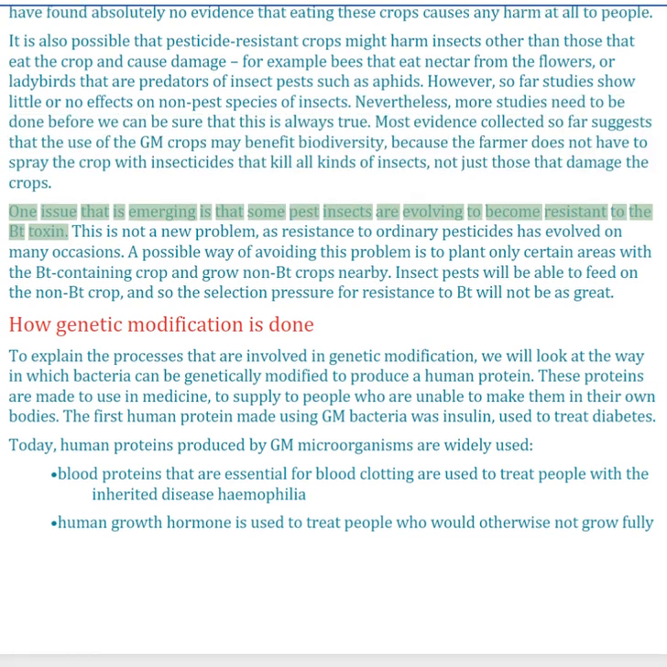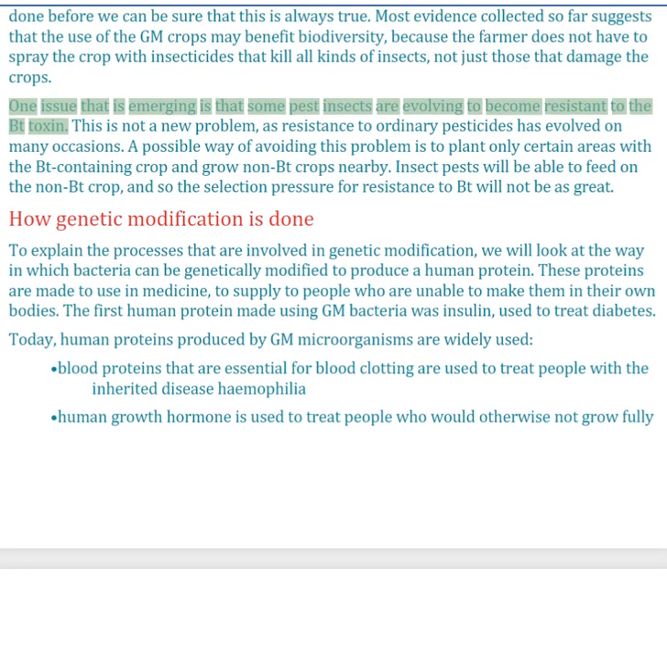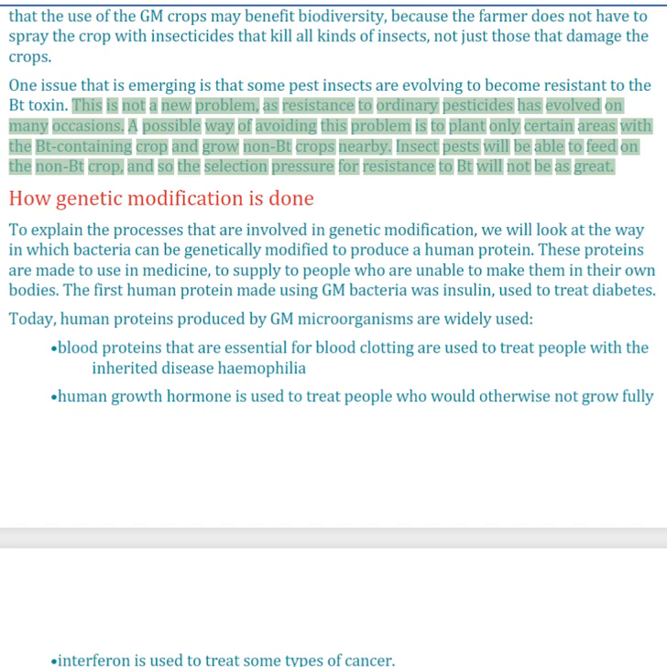crops. One issue that is emerging is that some pest insects are evolving to become resistant to the Bt toxin. This is not a new problem, as resistance to ordinary pesticides has evolved on many occasions. A possible way of avoiding this problem is to plant only certain areas with the Bt-containing crop and grow non-Bt crops nearby. Insect pests will be able to feed on the non-Bt crop, and so the selection pressure for resistance to Bt will not be as great.